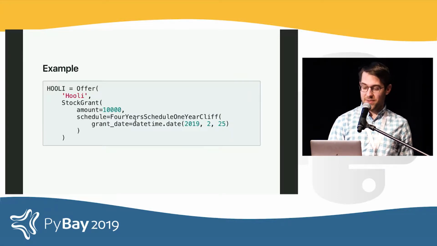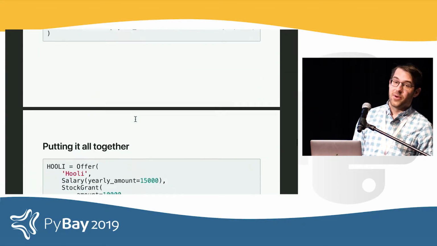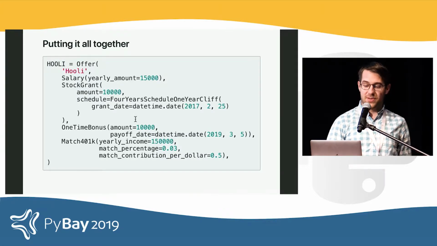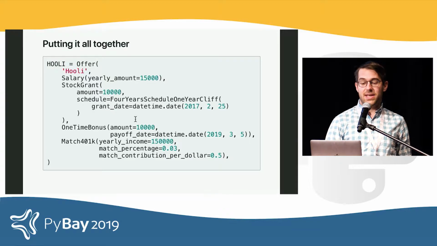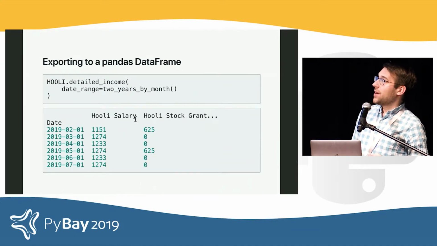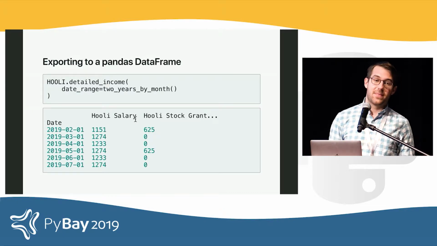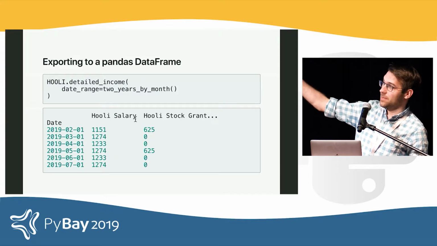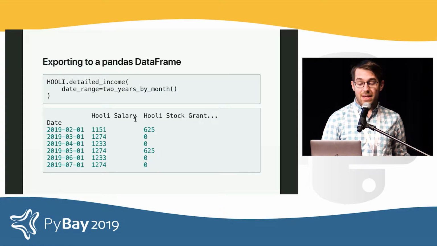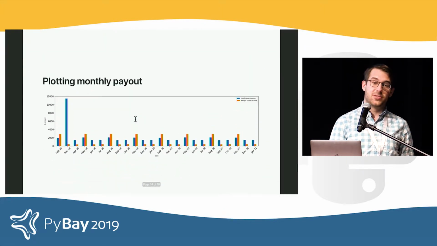You can add one-time bonuses. And you can also put everything together, and that would be a more realistic job offer. So what can you do once you've built a job offer? Then you can export it to a pandas data frame. So you can ask, what is the payout over the next 2 years or 4 years? How much am I going to make each month? You can get the detailed payout broken down by components, or you can get a combined payout. And then you can compare job offers. You can compare different scenarios with a job offer.